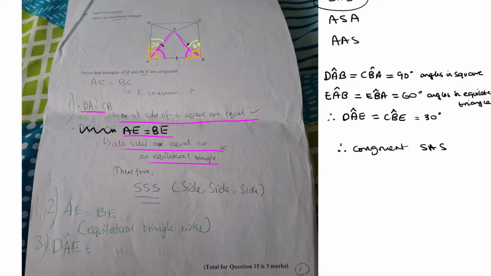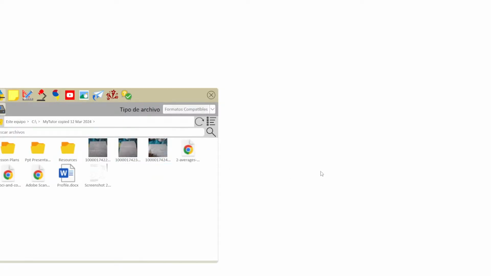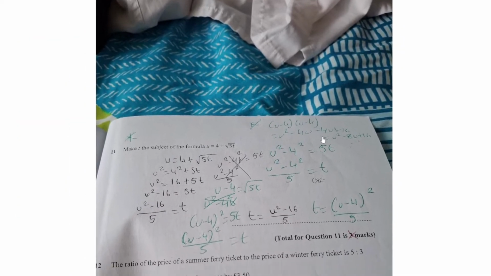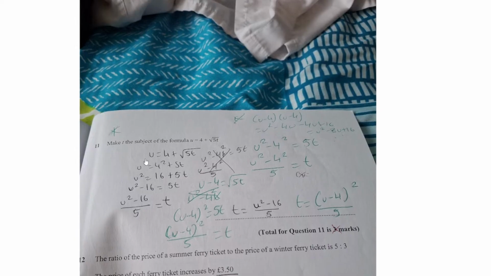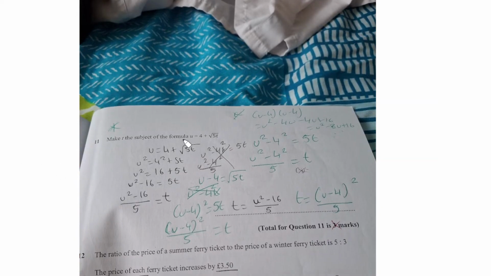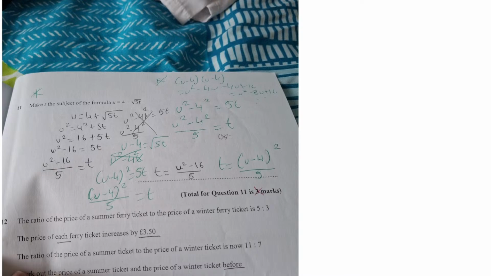And then your other one, I think, was just rearranging by the looks of it. I'm assuming it was question 11, not the one below. So we've got make t the subject of the formula. So I might write this over here actually, just so I can write below it. U is equal to 4 plus the square root of 5t.